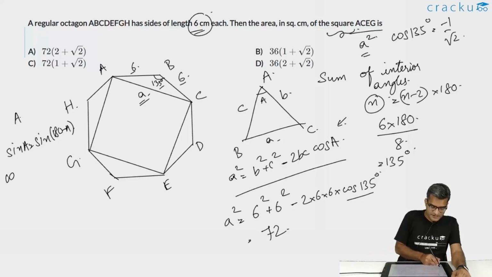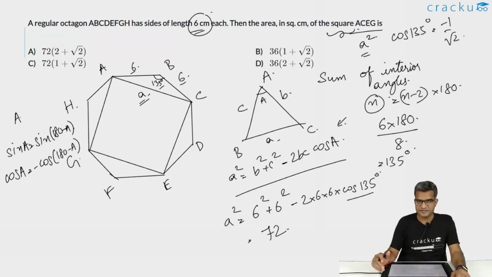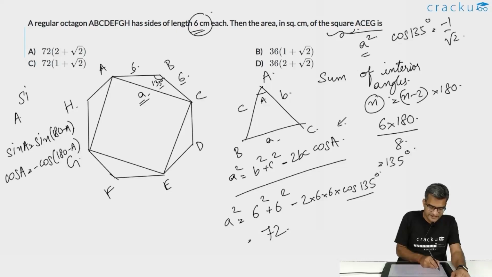Similarly, the value of cos A is equal to minus of cos of 180 minus A. It is an important formula. It will be useful if you remember this. So we can say that sine of 30 degrees is equal to sine of 150 degrees. But cos of 30 degrees will be equal to minus of cos 150 degrees.